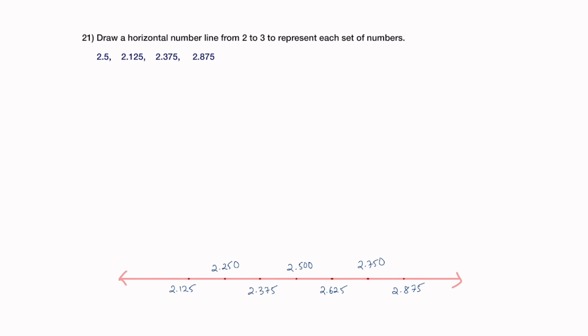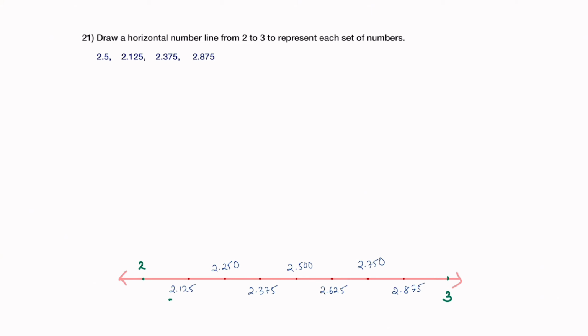So it says, draw a horizontal line from 2 to 3 to represent each set of numbers. So this, I've drawn a number line, but I've not marked 2 here. So somewhere here you will have 2 and somewhere here you will have 3. Now all the numbers are in a decimal format, so it's easy to compare and plot them, right?